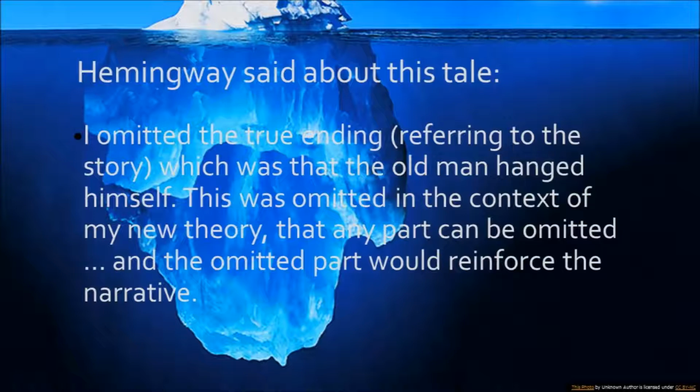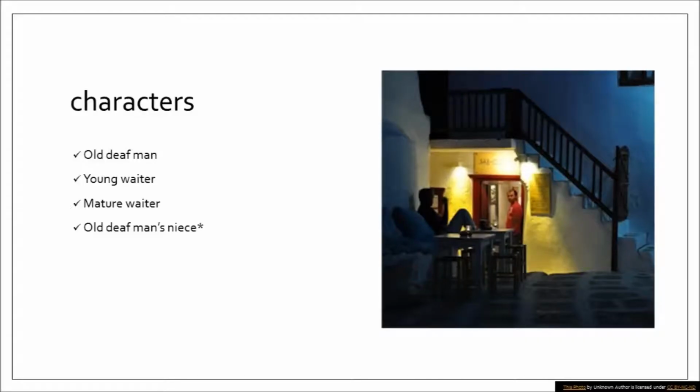As we could see in Hemingway's story, there are many details that were not told by him. Nonetheless, we can predict the story, and we can follow the line. We can understand better what he wanted to do. Once we've understood at least a little bit better Hemingway's theory, we're going to try to deal with his characters. In the story there are three main characters, especially the first one, an old deaf man. Then we have a young waiter, along with a mature waiter, and optionally, the old deaf man's niece.